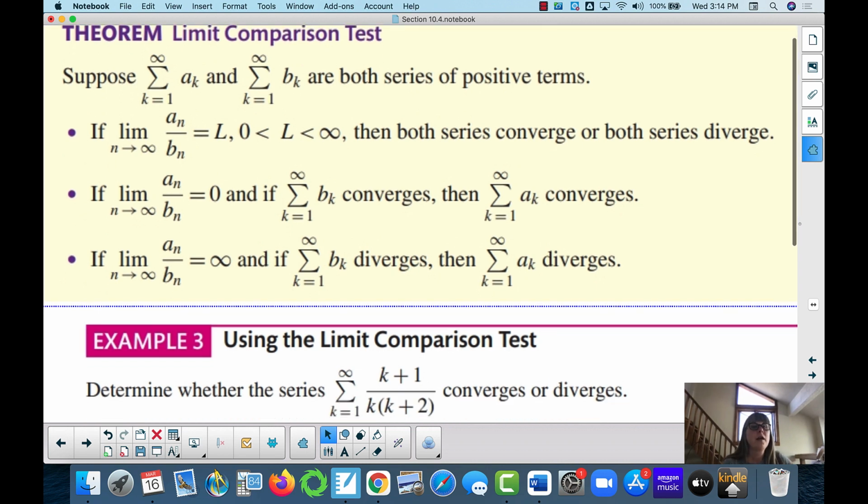If the limit is equal to 0, so if it was a number but that number is bigger than 0, then we have this condition. If the ratio is equal to 0, and we know that this converges, then we know that the one we're trying to find also converges. And if the limit is infinity, if this one diverges, then we know the other one also diverges.